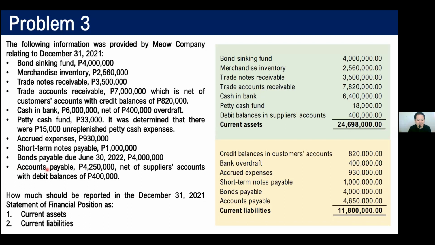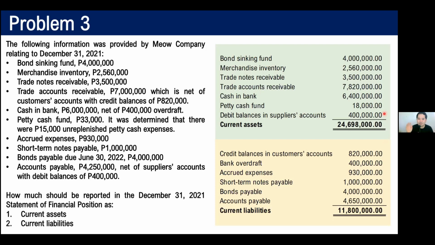O ito naman, accounts payable, 4,250,000 pero suppliers accounts po natin may debit balances. Sumusobra naman po tayo ng payments natin sa suppliers. May receivable tayo sa kanila. May i-expect tayong ma-receive galing sa kanila. Wag nyo pong i-net. Re-add uli. 4,250,000 plus 400,000. Your accounts payable should be reported at 4,650,000. Pero yung debit balances in supplier accounts, which works like a trade account receivable, is 400,000. Kasi receivable yan eh. So, i-report ko siya separately, 400,000.